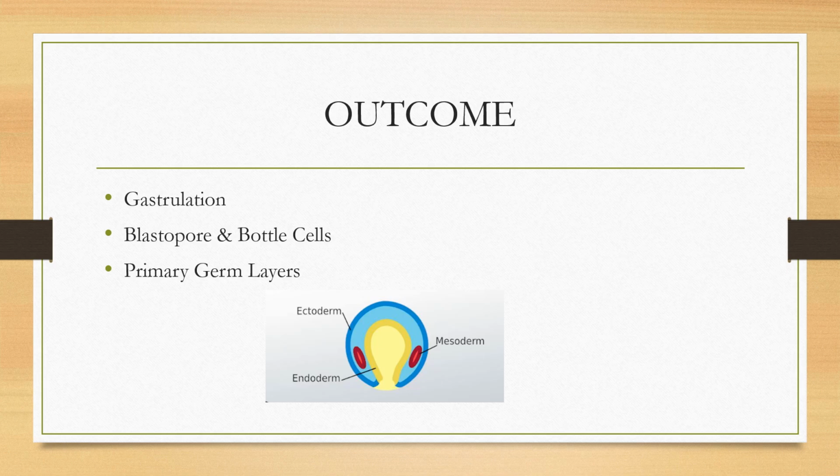Towards the end of this presentation, we should be able to know what is gastrulation, the formation and transformation of blastopore and bottle cells, and we're going to go deep into the primary germ layers, which is known as ectoderm, endoderm, and mesoderm.